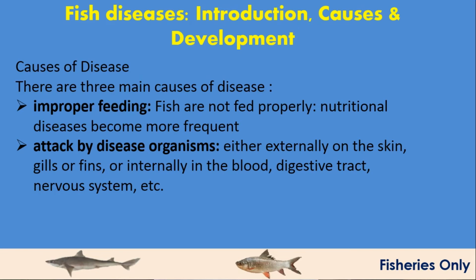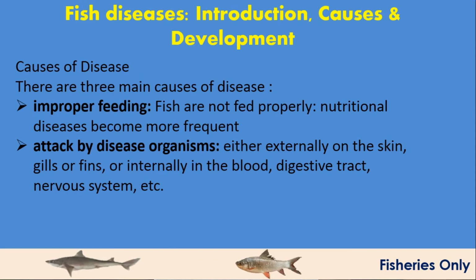The second one is the attack by disease organisms. Sometimes pathogenic organisms occur in the environment, like in the situation we are facing now, where the coronavirus is in our environment and we are vulnerable to this COVID-19 disease, as this source is present in the environment and affects our body and our immunity.